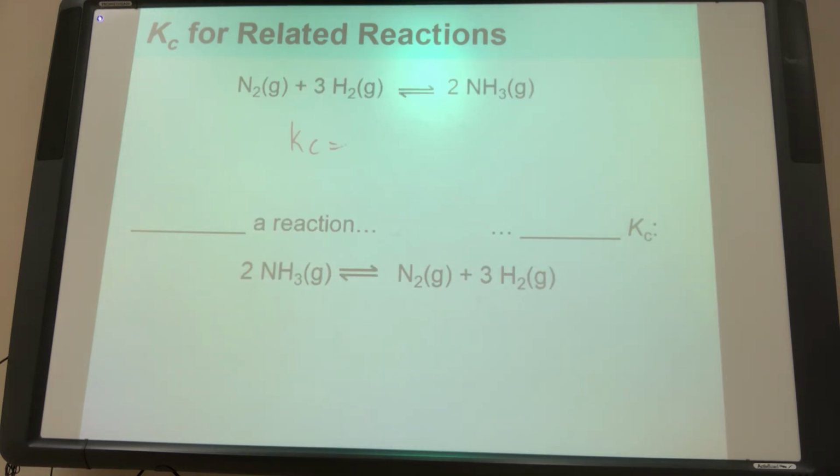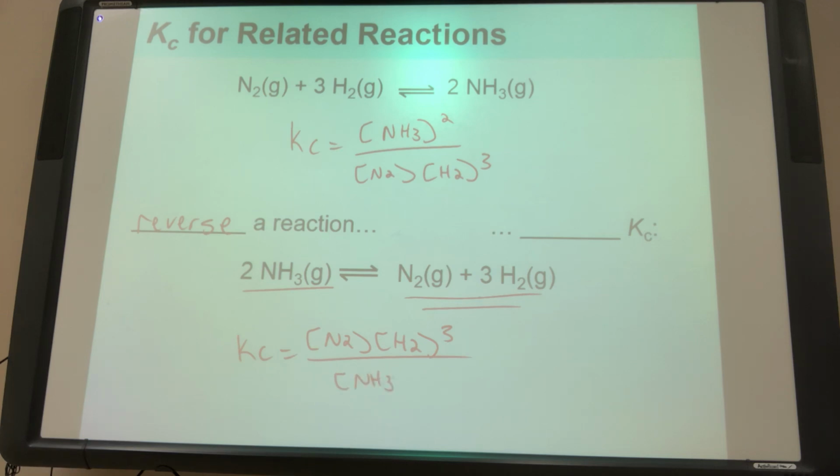So this is the same one we've been doing. NH3 squared over N2 H2 cubed. Now, what if I reverse my reaction? So here, now that 2 NH3s is on this side, the N2 and the H2 is on this side. What if I flip it? Now my KC, still products over reactants. So now it's N2 times H2 cubed over NH3 squared.